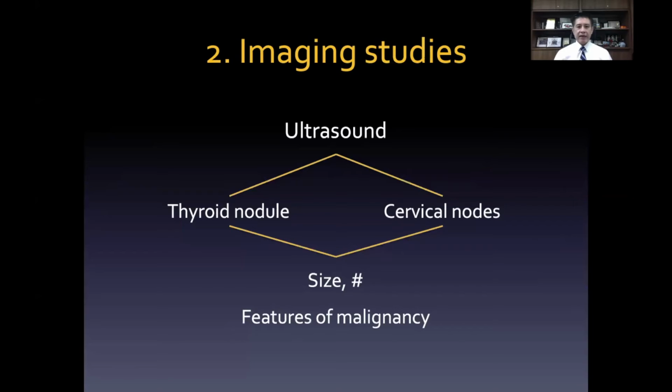Secondly, as a diagnostic test, the ultrasound is the most commonly used imaging study, and it detects the size of the thyroid nodule as well as the number of thyroid nodules, and more importantly, features of malignancy. It also images the cervical nodes.